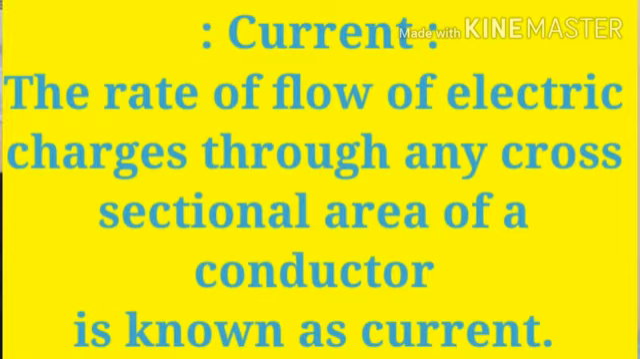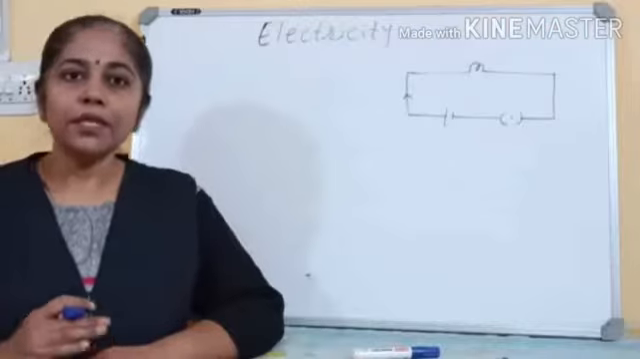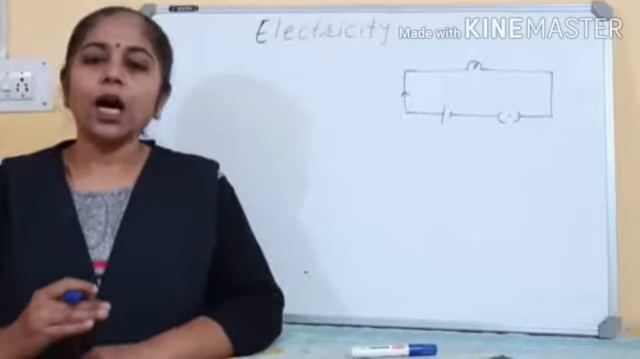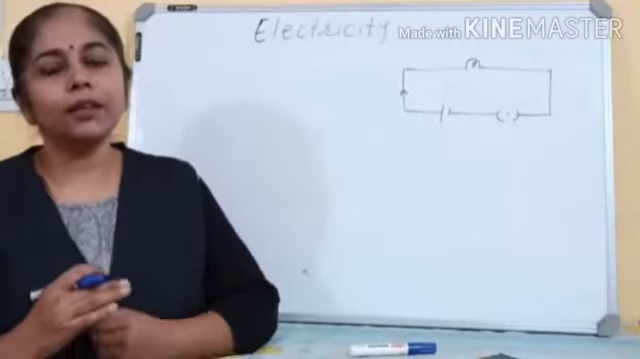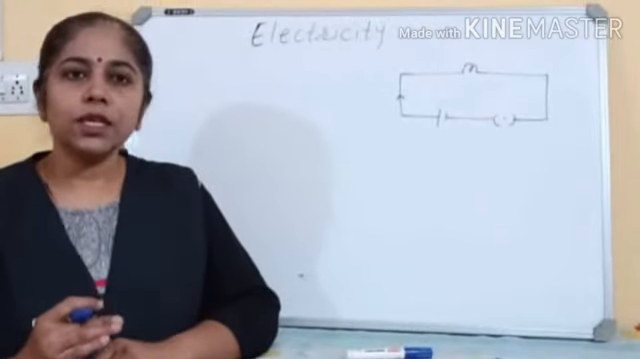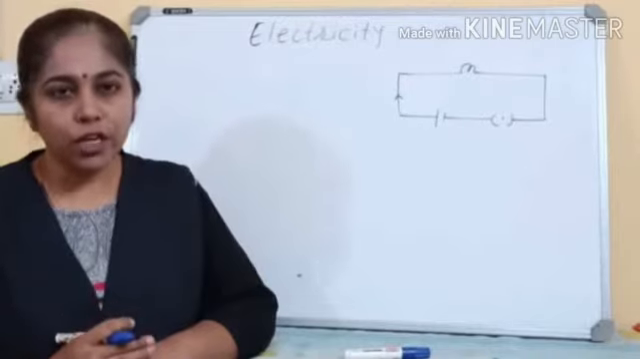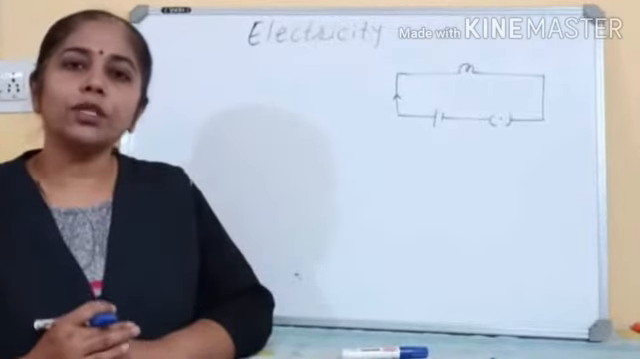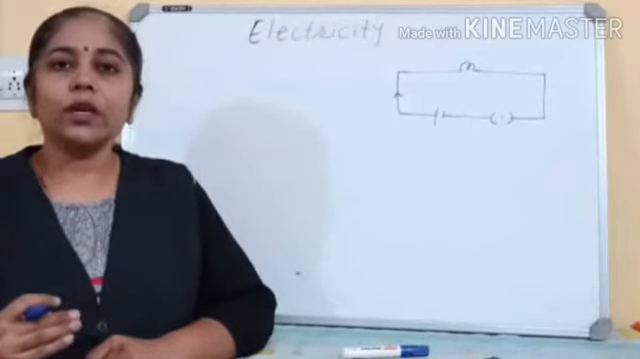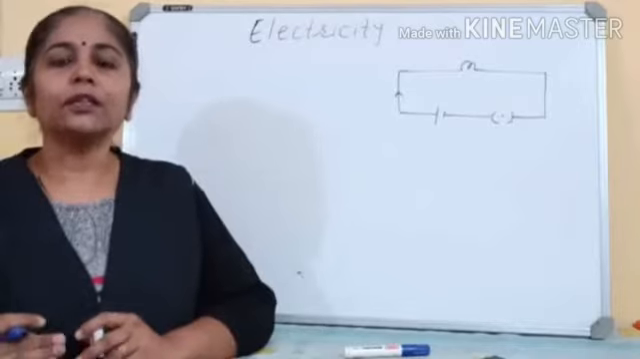Rate of flow of electric charges through any cross-sectional area of a conductor is known as current. The electrons constitute the flow of charges. However, the electrons were not known at the time when the current phenomenon was observed. At that time it was considered that the flow is due to positive charges and the direction is taken from positive to negative.